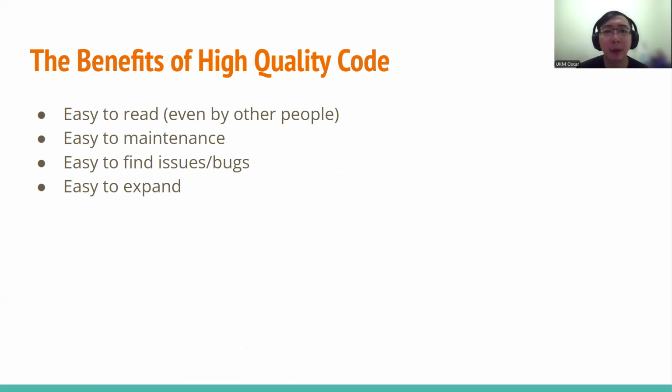What are the benefits basically for high quality code? The first and the most important part is it will make your code easy to read, even by other people. We need to remember that usually, if we work as a programmer, we need to work in teams. And of course, other people need to understand our code. Other people sometimes need to update our code. And other people sometimes also need to expand our code, which means we need to make it clear and easier to understand, because if it's difficult to understand, it will take a lot of time.